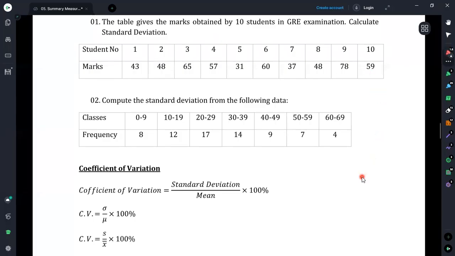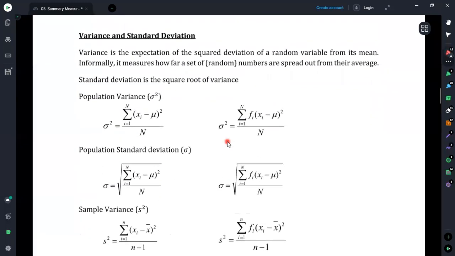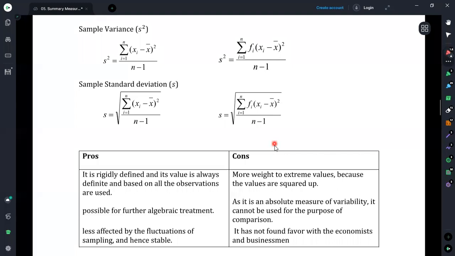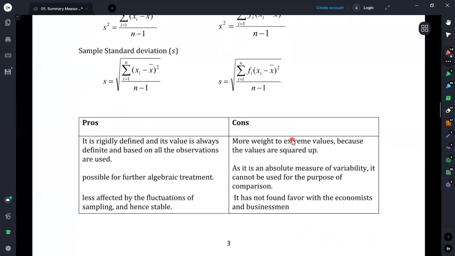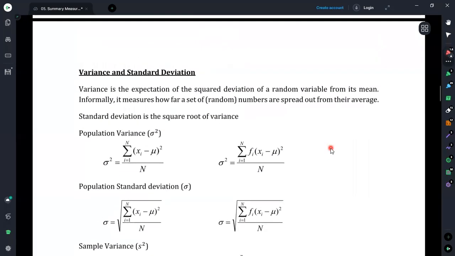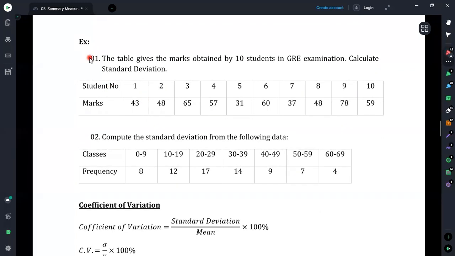In this session, I will start by discussing the exercises related to calculating variance and standard deviation. In the previous session, we discussed the formulas we can use to calculate the population variance, population standard deviation, then sample variance and sample standard deviation. And as the last part of the previous session, we discussed the pros and cons of the variance and the standard deviations. And here I will take the first example exercise.